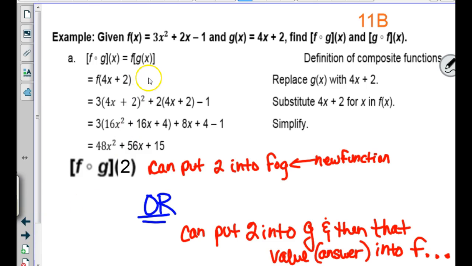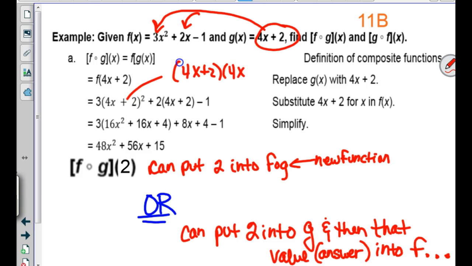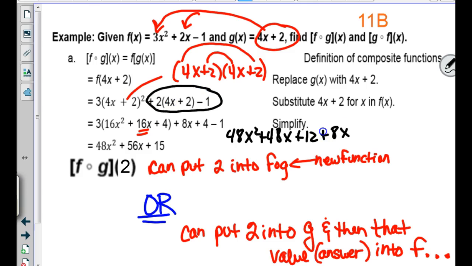All right, this example said find f of g, which means put g into f. So this was g, and we put it in here and in here. So we had 3 times (4x plus 2) squared plus 2 times (4x plus 2) minus 1. We had to FOIL this out: (4x plus 2) times (4x plus 2) gave me 16x squared plus 8x plus another 8x, which is 16x, and 2 times 2 is 4. Then we had to distribute the 3, which was 48x squared plus 48x plus 12. I'm going to write that in here. And then we had the rest of this on the back here, which was plus 8x plus 4 minus 1.